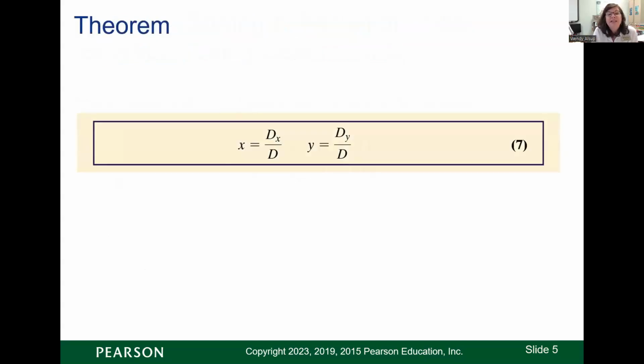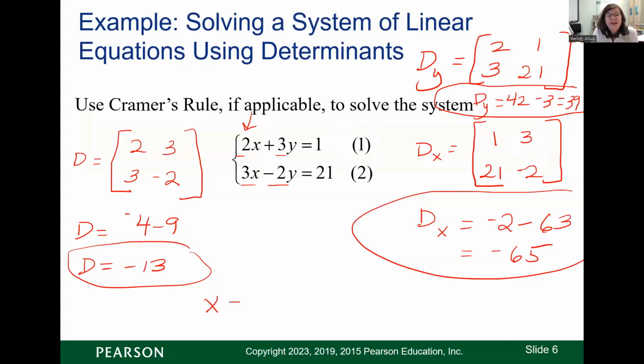Our x value will be d sub x over d, and the y will be d sub y over d. All right, so what I'm saying here then is my x value solution is going to be d sub x, negative 65 over negative 13, which I believe is 5. Yep, that's 5. And then my y value is going to be d sub y, 39 over negative 13, which is negative 3. Let's check that and make sure, okay?